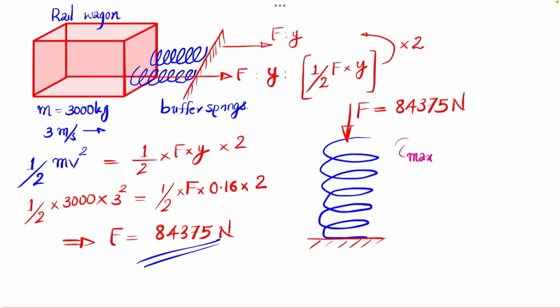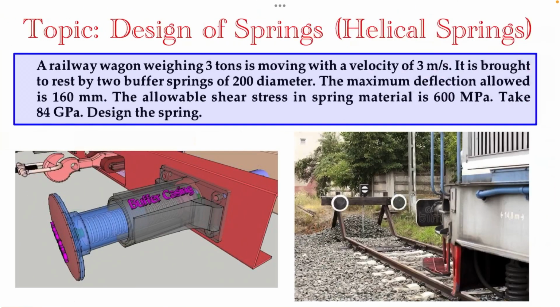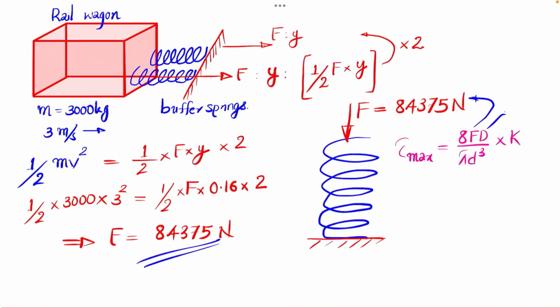Here we have explained already, shear stress will be produced, and we have the expression for tau max, which is equal to 8FD divided by pi d cube into K. This F we now have, which is 84,375, and D is the mean coil diameter, which is given as 200 mm. So the capital D value we have, which is 200 mm, but the spring wire diameter we do not have. We need to find the value of this d. Since d is unknown, the spring index is also unknown, so we cannot directly find the value of the Wahl's shear stress factor.